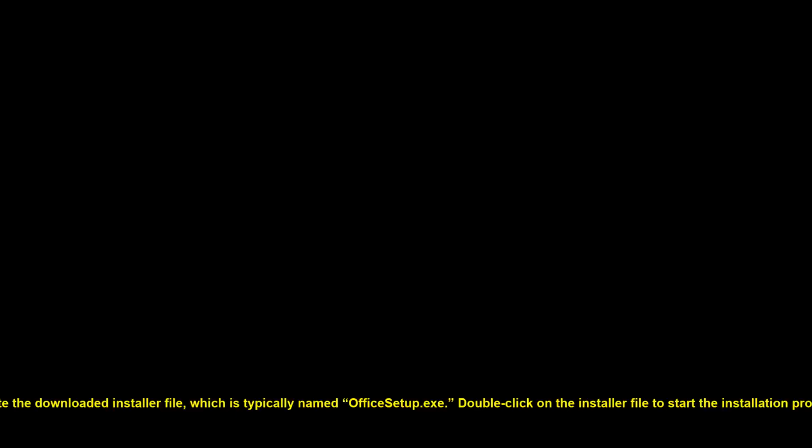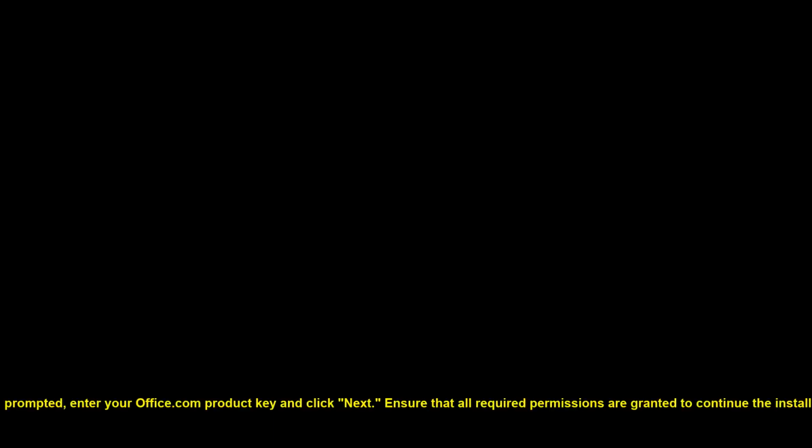Once the download is complete, navigate to your Downloads folder. Locate the downloaded installer file, which is typically named officesetup.exe. Double-click on the installer file to start and follow the on-screen instructions in the installation wizard. When prompted, enter your Office.com product key and click Next.